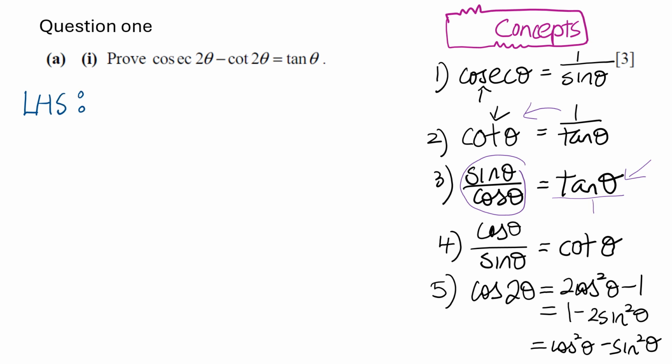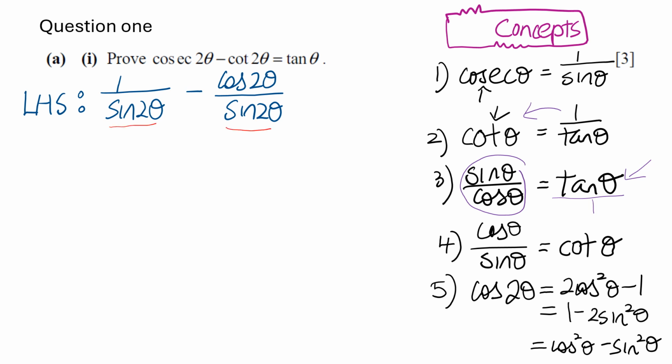Alright, so let's rewrite cosecant 2 theta as 1 over sine 2 theta, and cotangent 2 theta as cos 2 theta over sine 2 theta. And you will see that we have a common denominator, which is sine 2 theta. So we can just combine them into one single fraction.